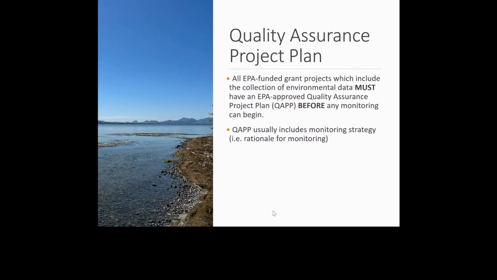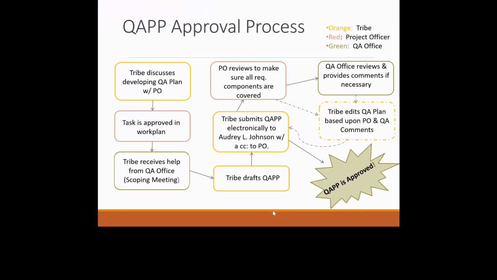Sorry, my clicker's on the fritz. There we go. The QAP approval process starts up here in the top left, where tribes develop a QA plan with their project officer, and that is then put into an approved work plan. Folks can ask for help from our QA office, which we really recommend doing. They're happy to help folks, called a scoping meeting, and then folks draft your QAP or QAPP, then it's submitted to EPA to Audrey Johnson, who's our QA office manager, with the CC to your project officer. And then they review it and approve it. Hopefully that's the final step.